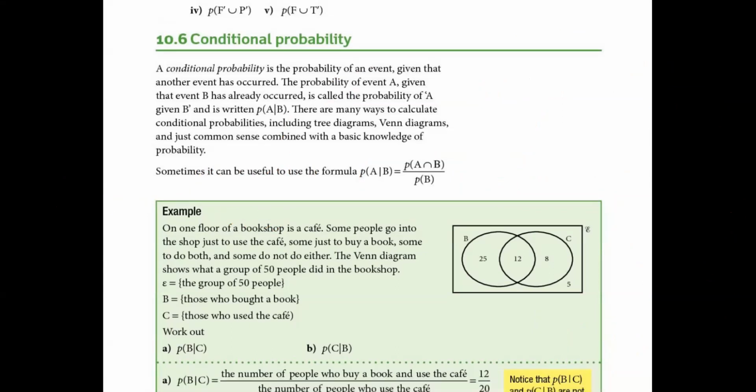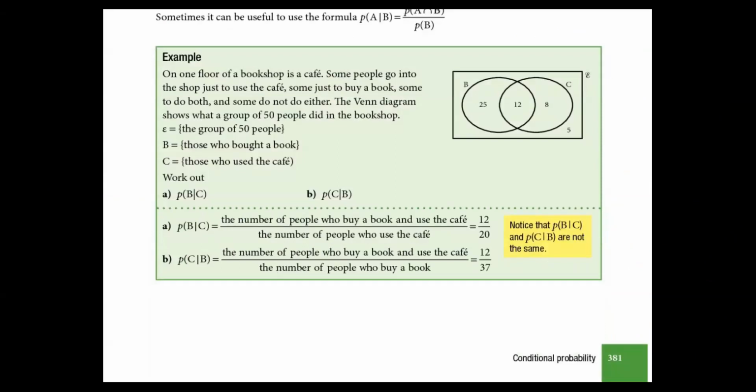Bismillah ar-Rahman ar-Rahim. We have a very good example for understanding. On one floor of a bookshop is a cafe, and some people go into the shop just to use the cafe, some just want to buy a book, and some don't. Look here: the half moon of B is called only books, and the half moon of C is only cafe.